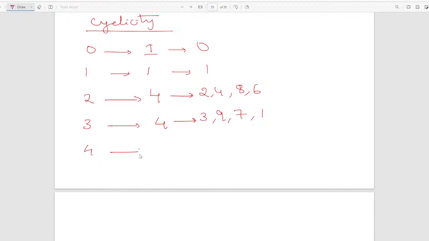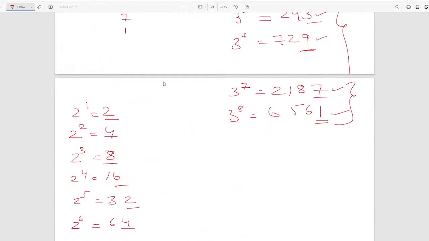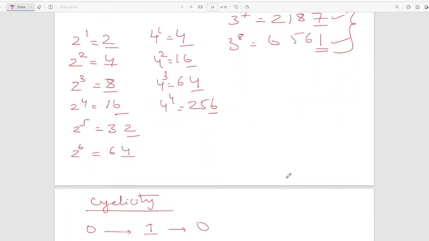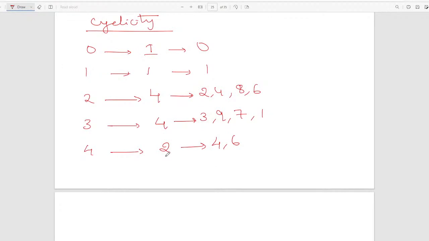For the digit 4, the cyclicity is 2. The repeating digits are 4 and 6. So you can see it here. 4 raised to 1 is 4. 4 square is 16. 4 cube is 64. And 4 raised to 4 is 256. Again 4, 6, 4, 6. It starts repeating again after every 2 numbers. So for 4, cyclicity is 2, and the pattern is 4, 6.